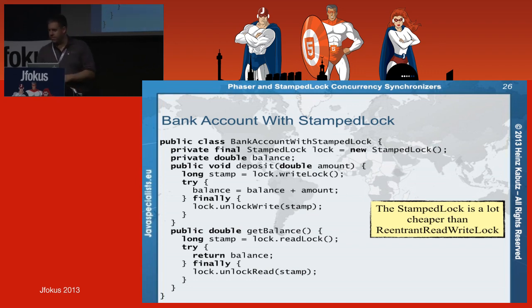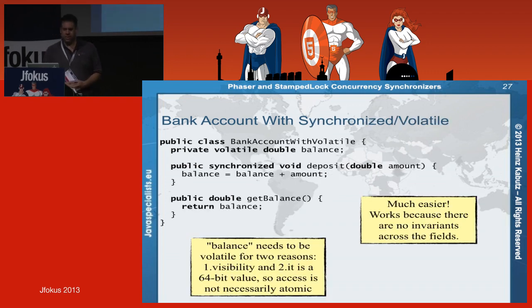And now we need to take a step back, because the question is, why are we doing this? We don't even need to do this, because we could have just written the following. We could have just made the balance volatile, made a synchronized deposit method, which is a pessimistic write lock, and then have the getBalance just return the balance value. And because balance is volatile, it'll work. Now, this is much easier than this other code that we had before.